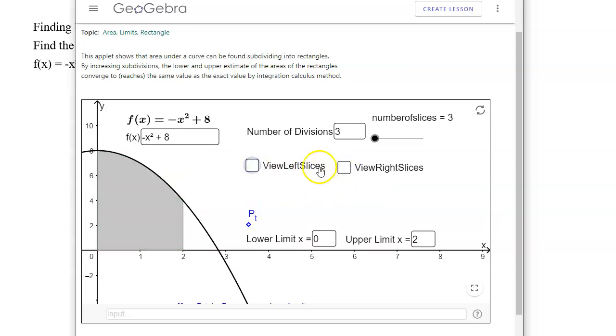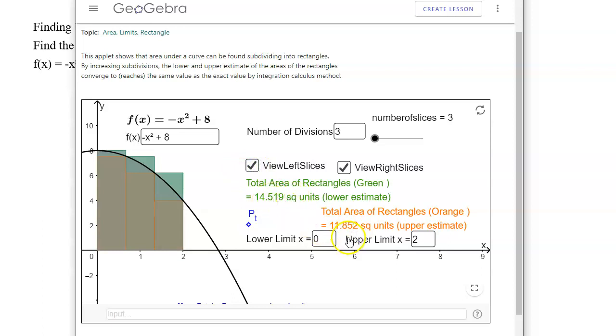Now, if you wanted to take a look at it from the right slices, it's the same thing, but it's a little bit of an underestimate because we're going to use the right lines for the height of my rectangle. When you come back across, looking like a bar chart here, we've got the area from 0 to 2, and it's slightly smaller. It's 11.582. And so we know our area is somewhere between these.